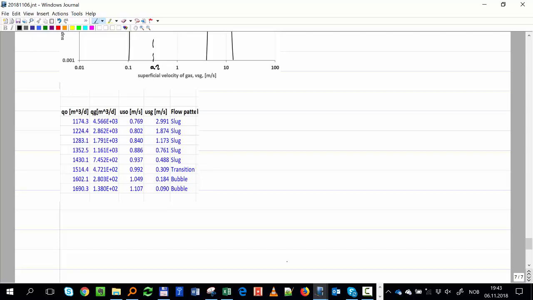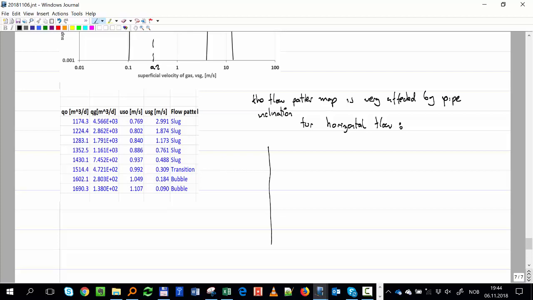So just to show you how the flow pattern map is pretty much affected by the inclination. It is very affected by the inclination, pipe inclination. So, for example, for horizontal flow, it will look something like that. And here we have some surprises.